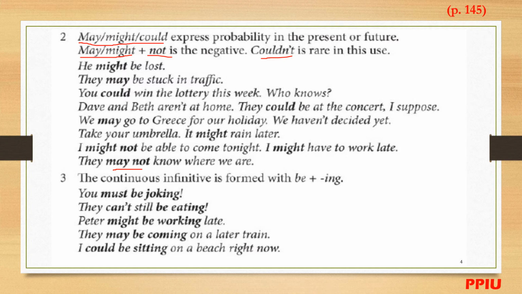Okay, and the other part we can say is the continuous infinitive, which is formed with be plus verb-ing. Something like: you must be joking. They can't still be eating. Peter might be working late. They may be coming on a later train. I could be sitting on a beach right now. It is the probability in the present or future. Here I had better speak in Khmer for the ones who cannot catch up with English.